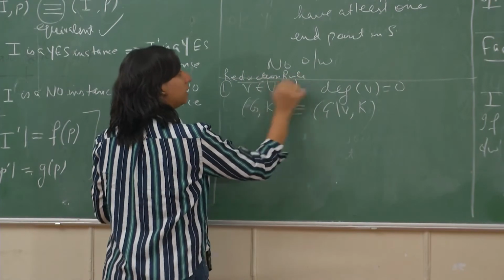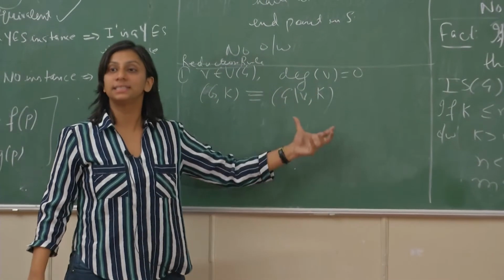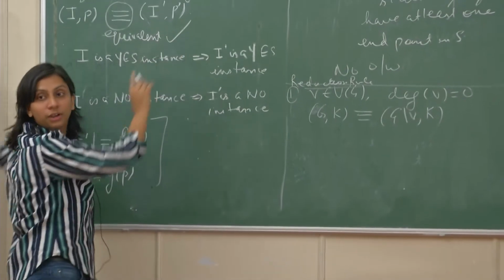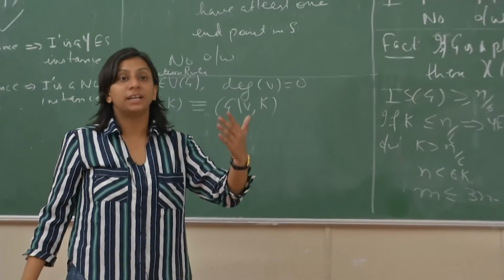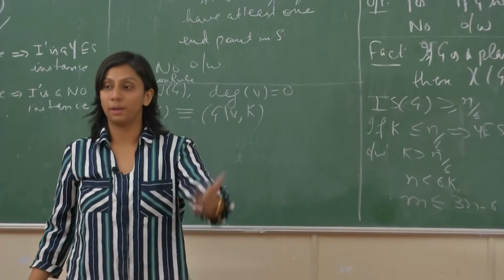What is a reduction rule? It takes an instance of a problem and outputs an equivalent instance of the same problem. So basically it has only this first property, not the second property, okay? So what we do is, we design a set of reduction rules and we just apply them one by one, okay?